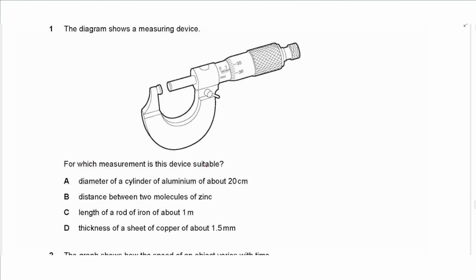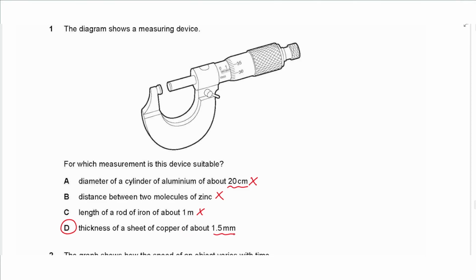This is a screw gauge micrometer. It's used for very small measurements. So A says diameter of a cylinder of aluminium about 20 centimeters. This is too big for a micrometer. Distance between two molecules. This is actually too small for a micrometer. Length of a rod of iron of about 1 meter. This is too long also. So it's D, the thickness of a sheet of copper of about 1.5 millimeters.